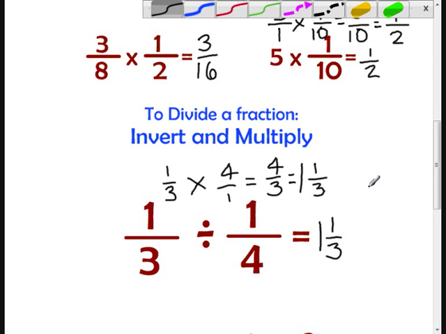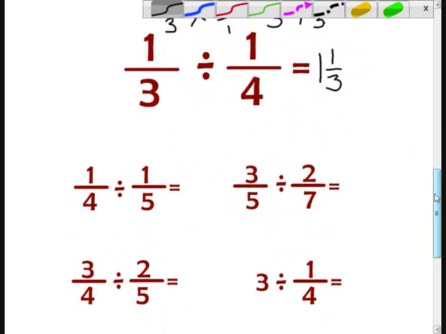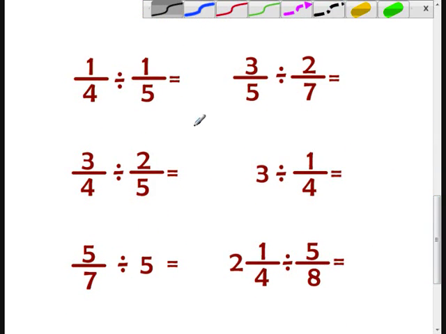Let's have a look at a few more examples. 1/4 divided by 1/5. We'll rewrite it. 1/4. Now remember, we're going to invert and multiply. So the division is no longer division, it's multiplication now. And 1/5 is no longer 1/5. It's 5/1.